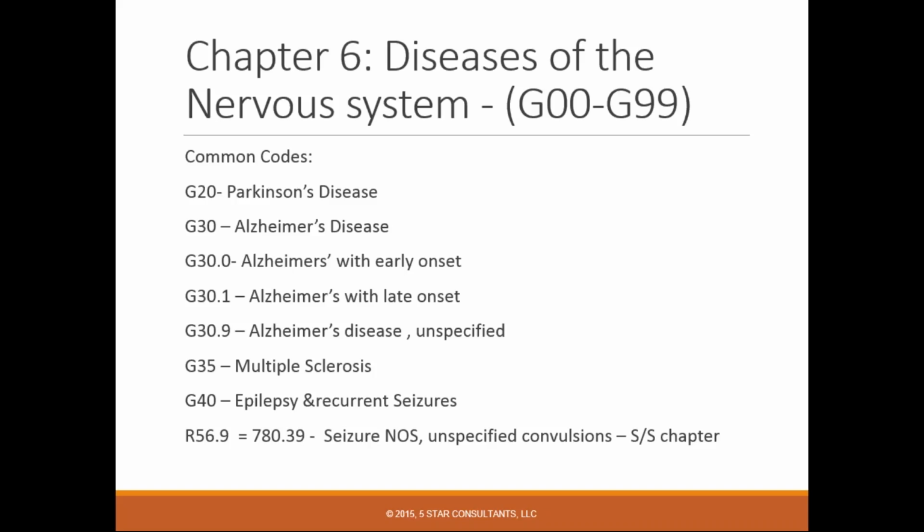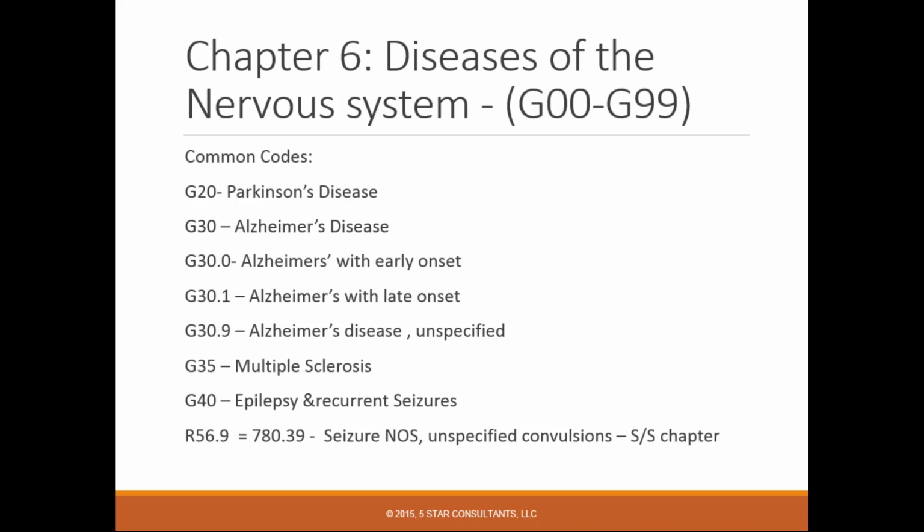Physicians are being instructed to document late and early onset, so we will be seeing that more often. If you don't know, you put unspecified. You don't say the patient's 80, so he has late onset, or the patient's 60, so he has early onset. That has to be a diagnosis given. So probably a lot of times it's still going to be G30.9, Alzheimer's unspecified.